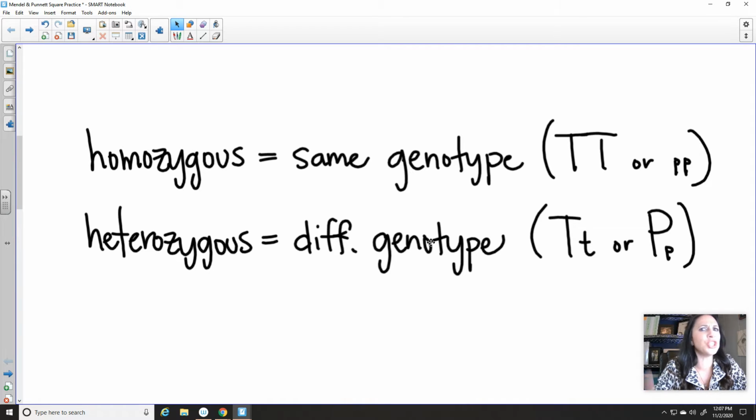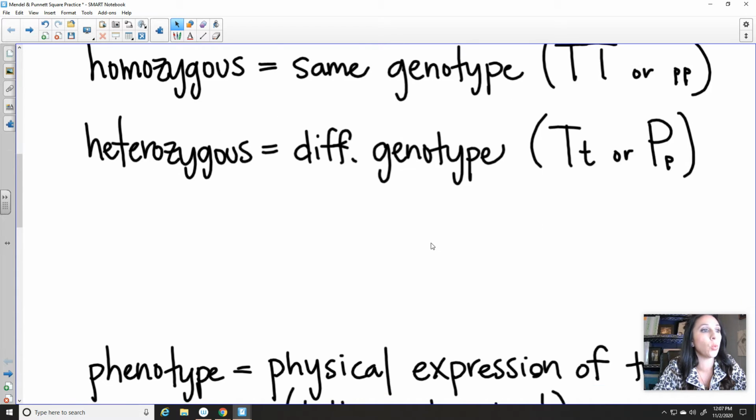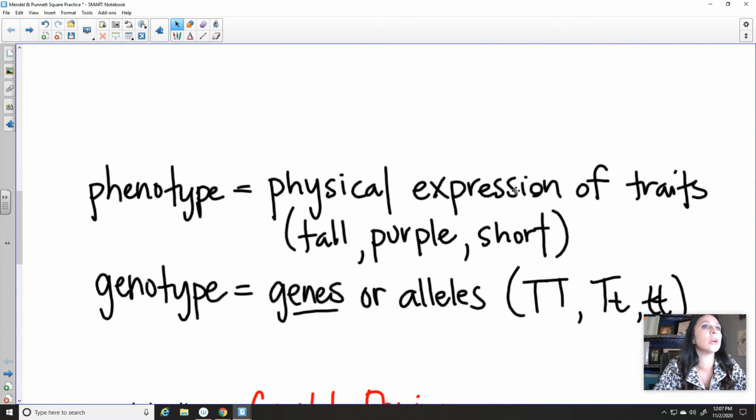Now, what does genotype and phenotype mean? Well, genotype, like I said, those are the alleles. In other words, those are the letters that we use to represent that particular trait. A phenotype is going to be the physical description. So those are going to be words like tall, short, purple, white. Okay, it's the physical expression of those traits. It's what you can physically see or observe.